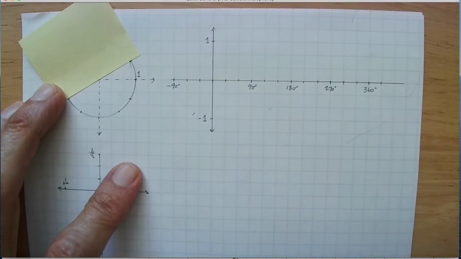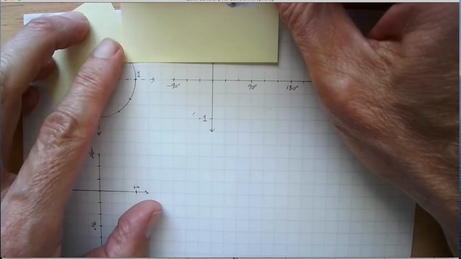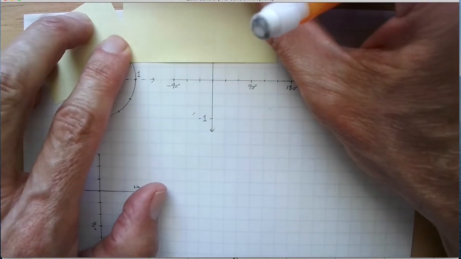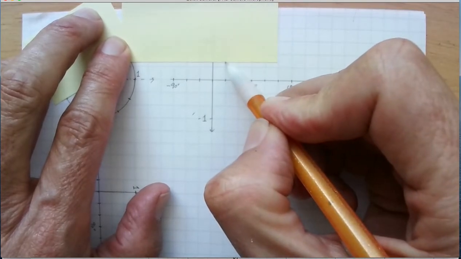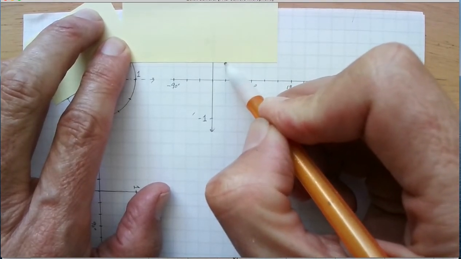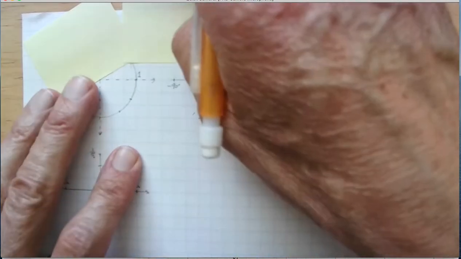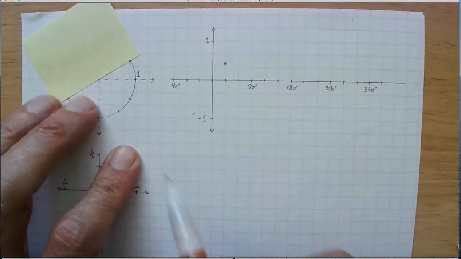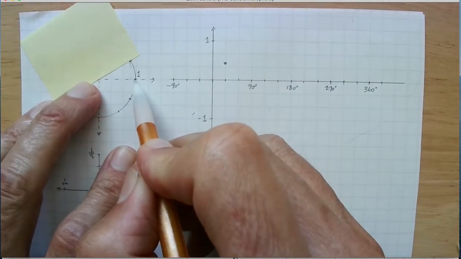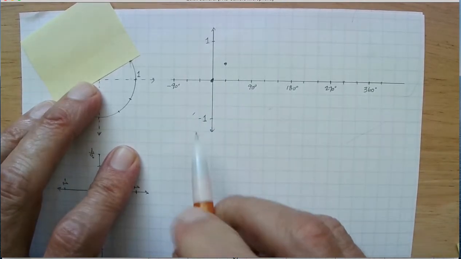What I'm going to do is transfer that height over to my graph. I'll try to keep it at the same height, but I'm going to go to 30 degrees and put a little spot right there. So at 30 degrees, that would be the sine value, which happens to be 0.5. By the way, at 0 degrees, I have no height, so that would be right here.